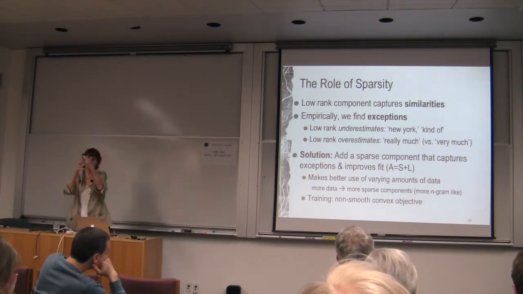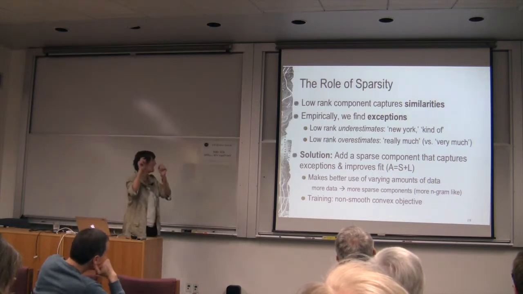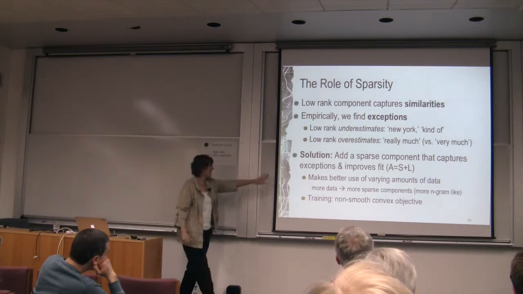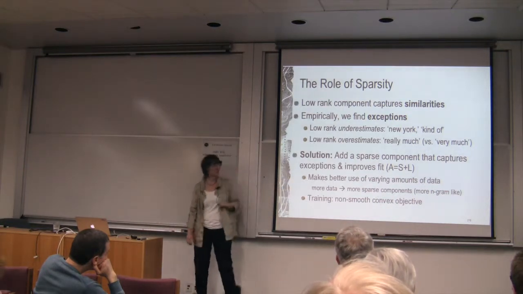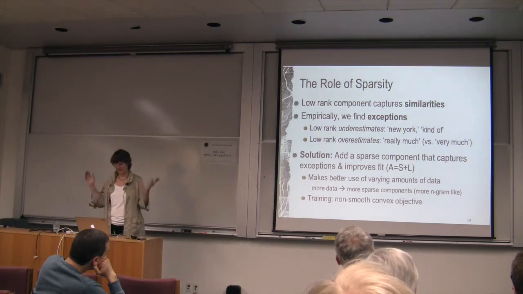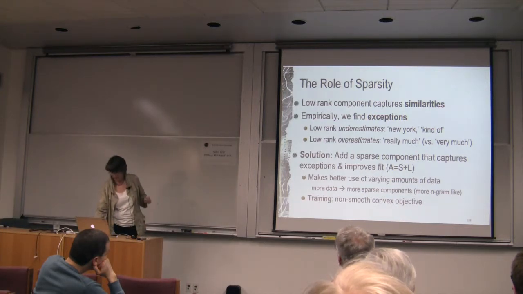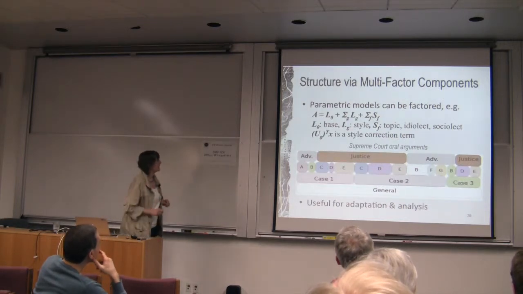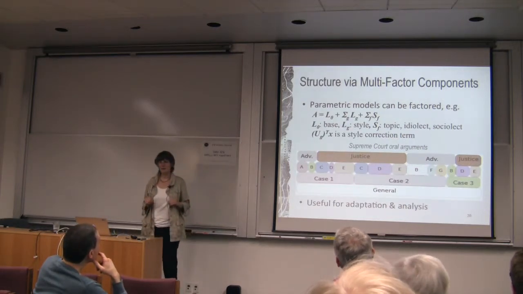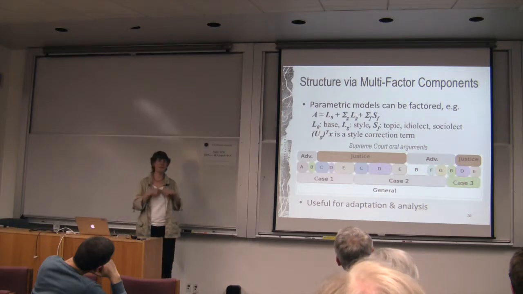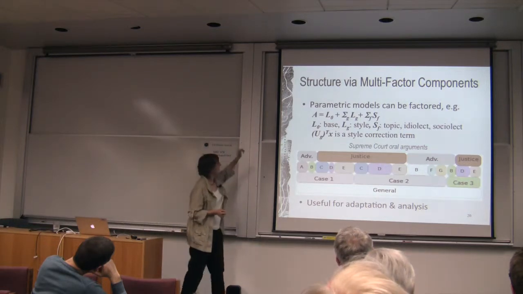So we're going to represent our parameters in terms of sparse things and low rank things, because there's two things going on in language. This allows us to make better use of varying amounts of data. It's going to have the nice advantage of being convex. So the thing that's different here is that I'm saying that both the low rank and the sparse are important. They're complementary. They're getting at different things.